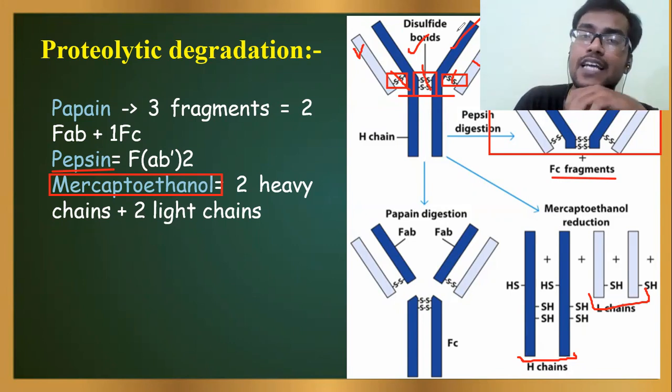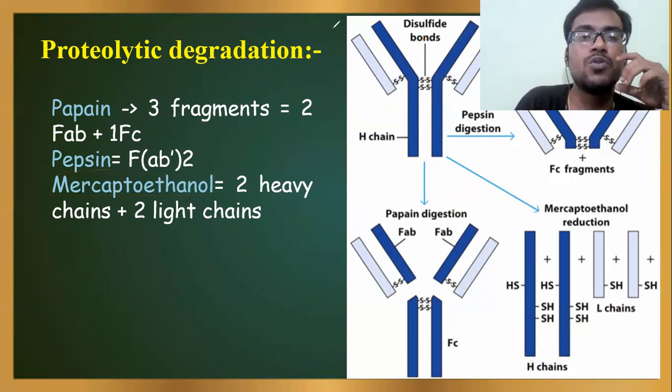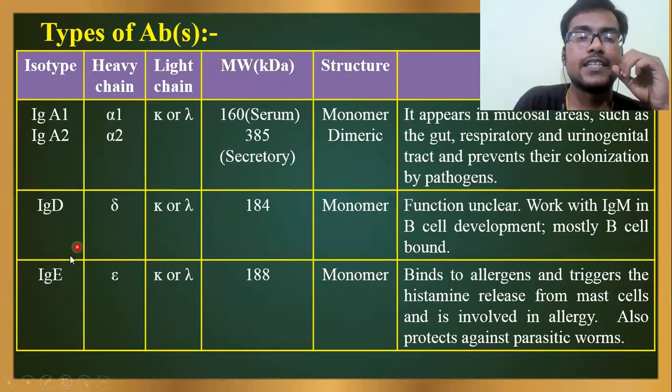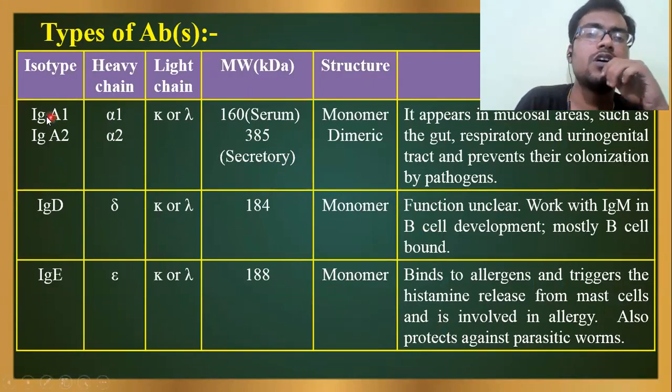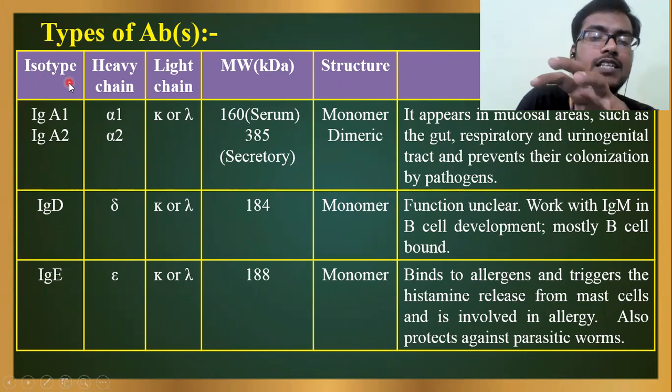Then comes the different types of antibody. As I told, there are 5 types of antibody depending upon their heavy chain. First comes immunoglobulin A, or antibody A. There are 2 types of isotype. Isotype means their structure is the same, but they are a little bit different in their function. In immunoglobulin A there are 2 types of isotype: immunoglobulin A1 and immunoglobulin A2.